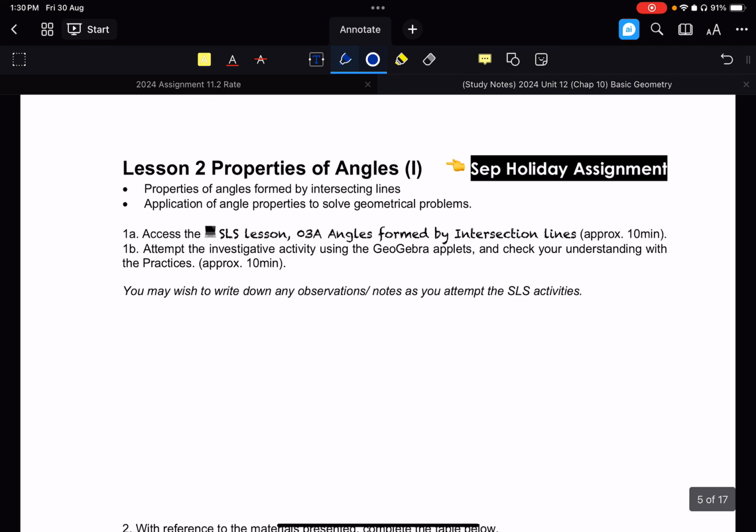So let's move on to lesson 2. I will pause here and continue with lesson 2.